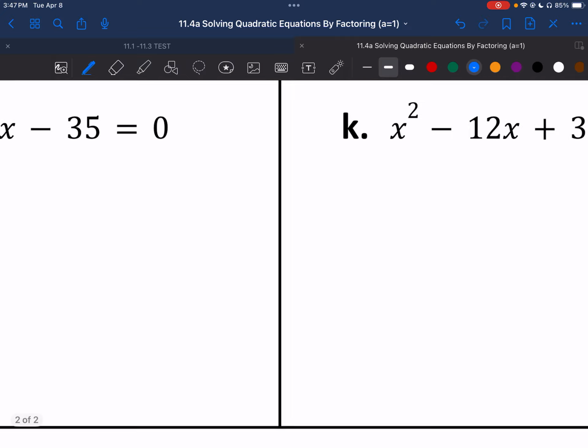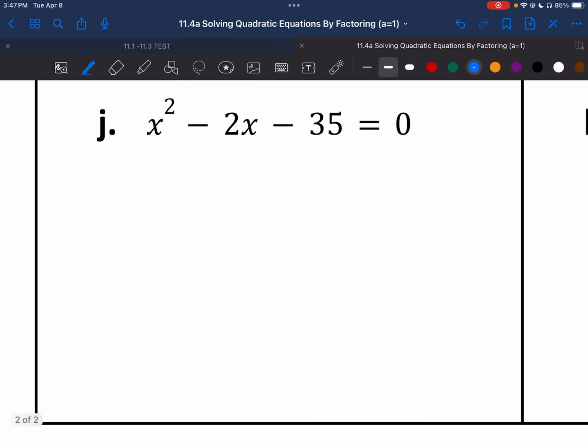Letter J, x squared minus 2x minus 35 is equal to 0. We're looking for factors of negative 35 that add up to negative 2. So I know one needs to be positive, one needs to be negative, and the negative needs to be the greater magnitude because it's the one in control. So we have x minus 7, x plus 5 equals 0.